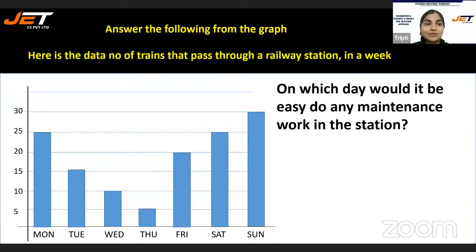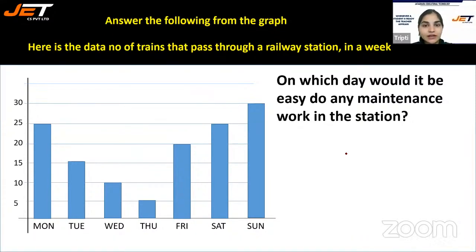So it is very obvious. When there are fewer people, the maintenance would be very easy. So you can do the maintenance on the day when there are fewer people, which is Thursday. On Thursday, there are very few people at the station, so you can do the maintenance work.